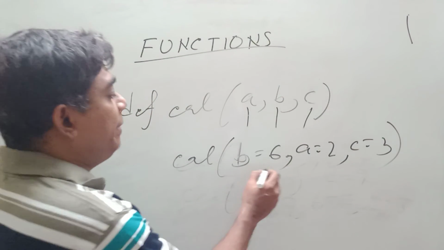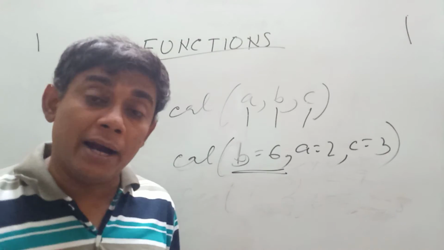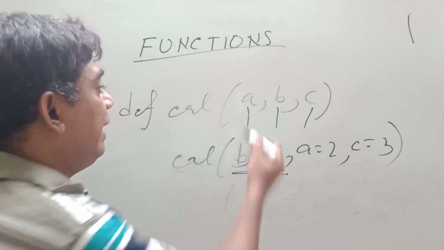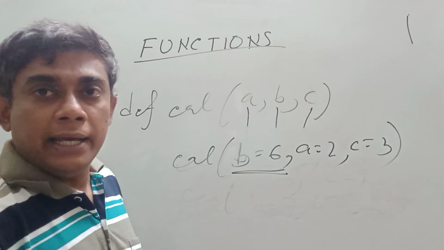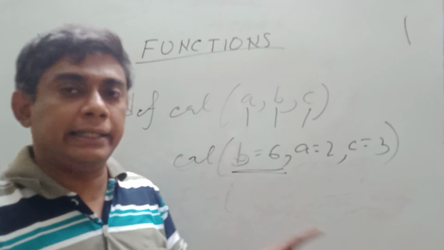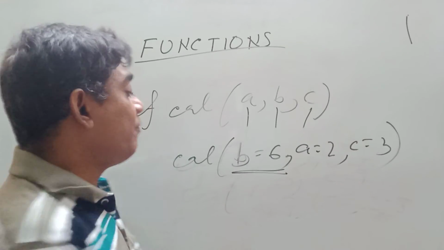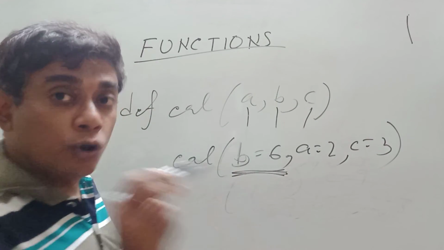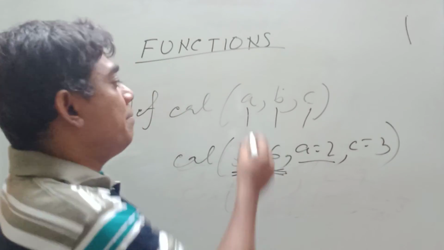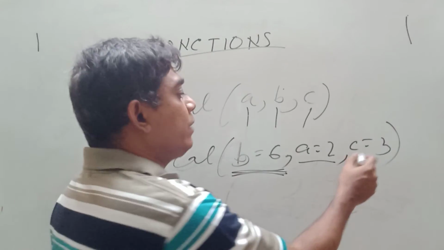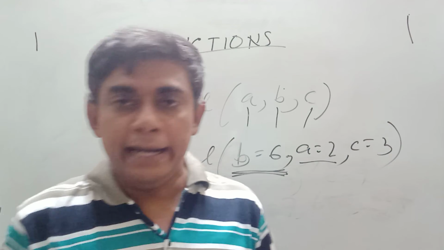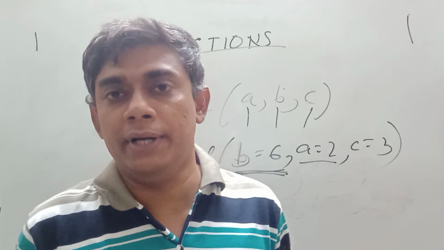So if you write B equal to 6, but remember in case of keyword or named argument, the name must be the same. Here there are 3 parameters A, B, C. Here also there are 3 parameters A, B, C. Now first you write B equal to 6. So automatically value of B will be 6. A equal to 2, value of A will be 2. C equal to 3, value of C will be 3. So this is known as named or keyword argument.